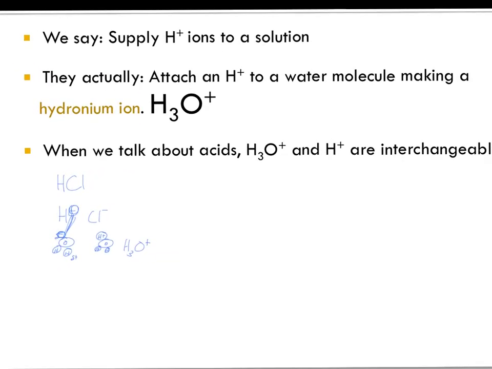This H3O+ we refer to as a hydronium ion, or the H3O+ ion. And when we talk about acids, this H3O+ and H+ are interchangeable. We can use both when talking about it. We mean the same thing because you don't really have acids without water, and you don't have H+ just hanging out if there's water around. It always joins up with H3O+.